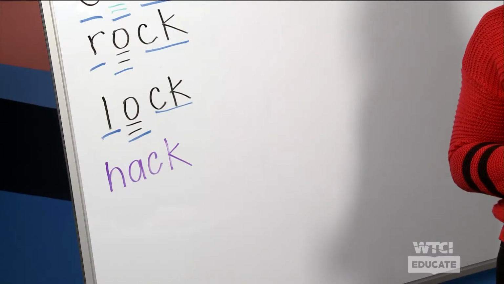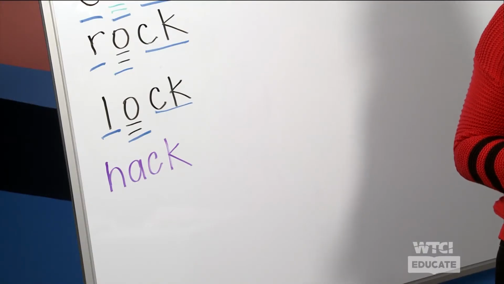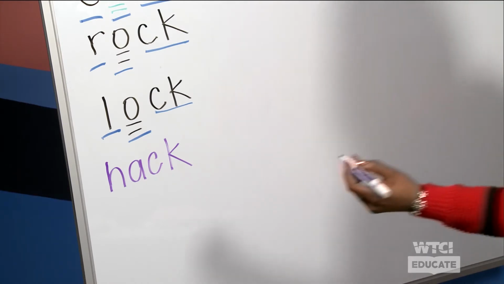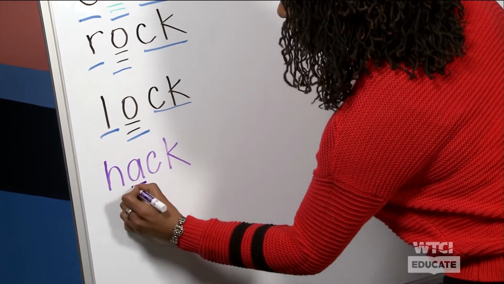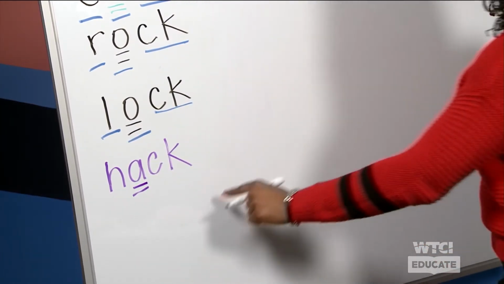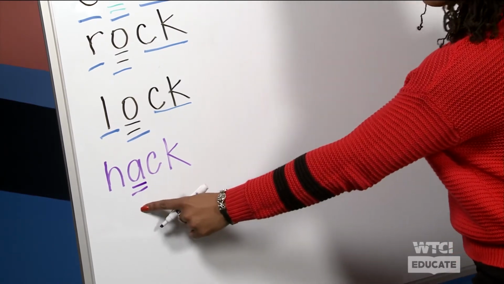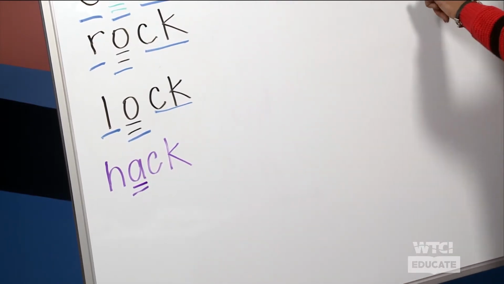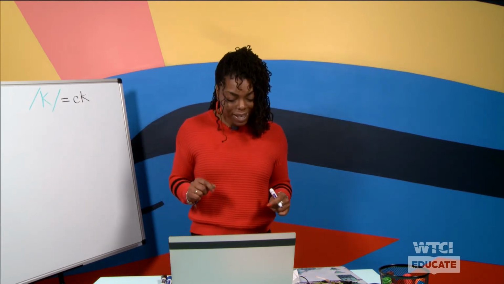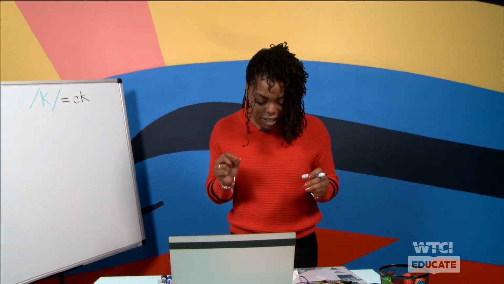Trying to trick you. What sound do you hear in the middle? Is that a short vowel sound? You guessed it. So CK, the K sound, is followed by a short vowel. So it's going to be represented by the digraph CK. Awesome. So now listen to this word.